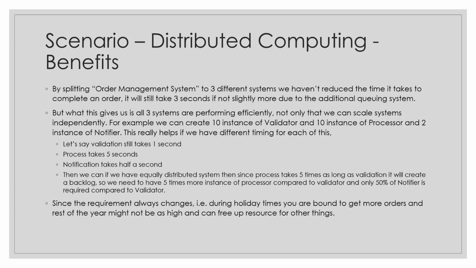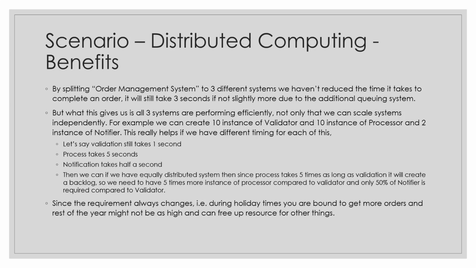By splitting the order management system into three different systems, we still haven't reduced the time it will take to place a single order from 3 seconds. We may have actually introduced a slight delay because we have introduced additional queuing, but most likely it won't be noticeable depending on the queuing system that you are going to be using. What it would give us is that all three systems will perform efficiently because we have the capability to dynamically scale them, and no system will have to wait while another system can actually do something.